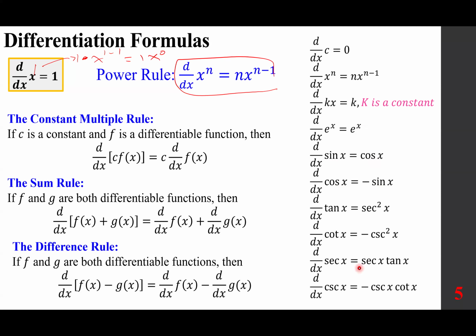And the rest of them, they're all trigonometric functions. The derivative of tan x is secant squared x. The derivative of cotangent x is minus cosecant squared x. The derivative of secant x is secant x times tan x. And the derivative of cosecant x is minus cosecant x cotangent x. As I mentioned, we look at them one by one eventually, and we look at their proofs.